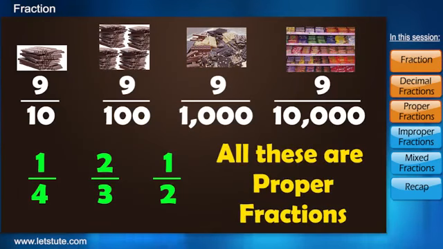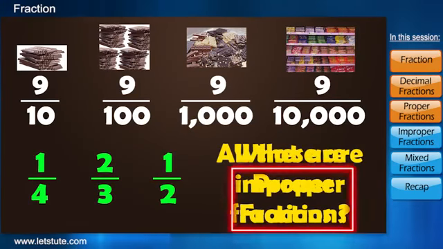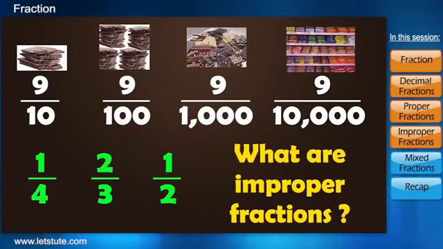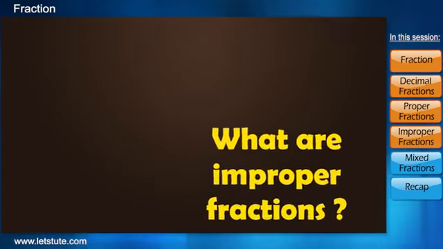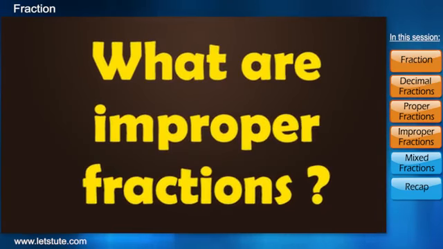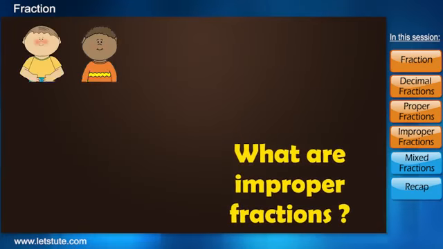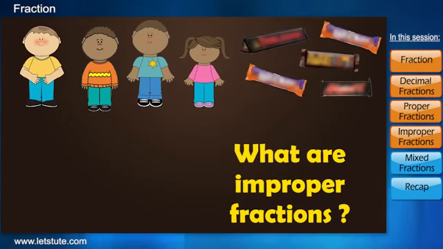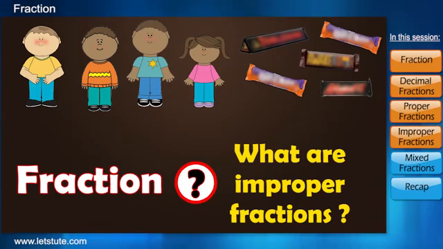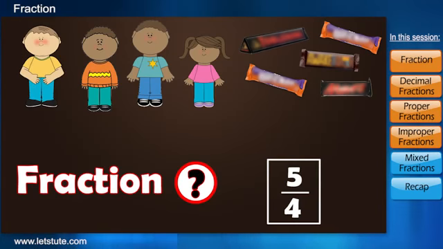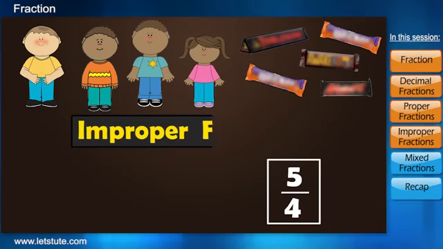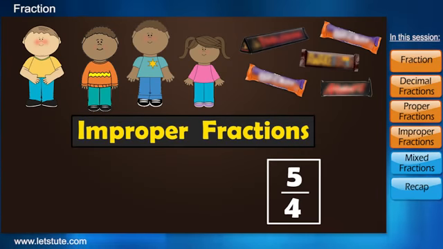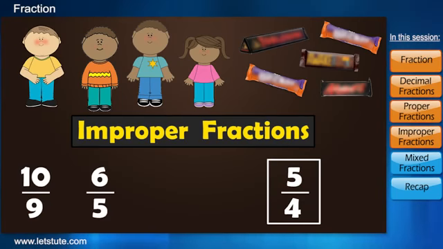If all the fractions that we have studied till now are proper fractions, then what are improper fractions? Nothing is basically improper with these fractions. These are just called as improper fractions. If you guys had 5 chocolates instead of 1, then what will be the fraction formed? The fraction formed is 5 divided by 4. And this is an improper fraction. Improper fractions are the fractions where the numerator is bigger than the denominator, like 10 by 9 or 6 by 5.